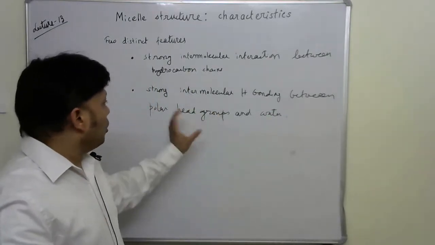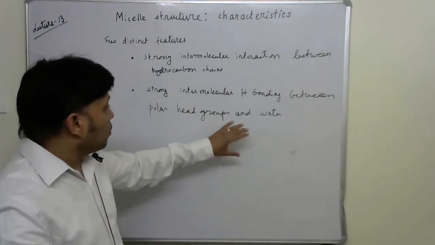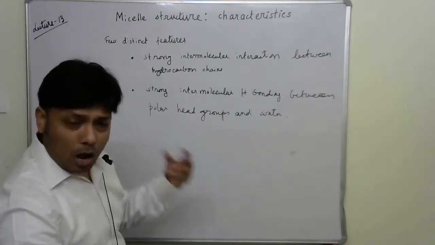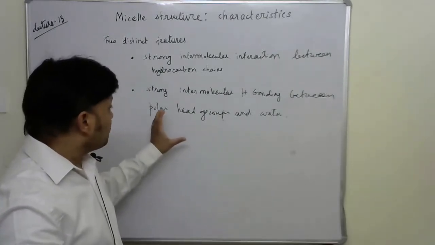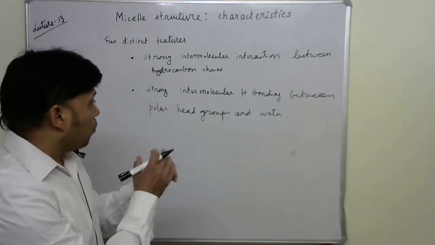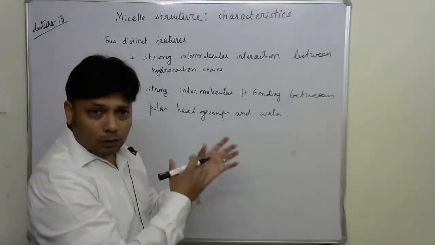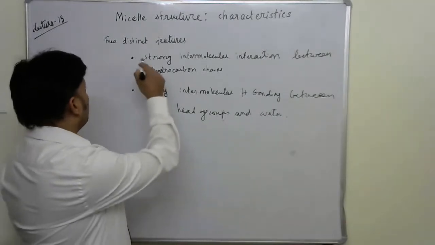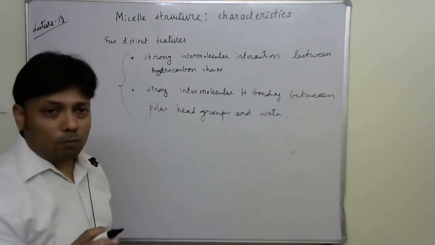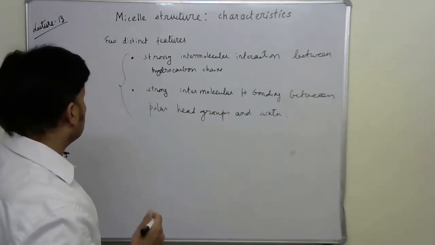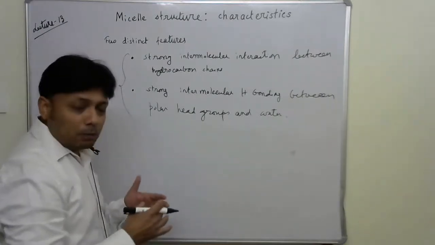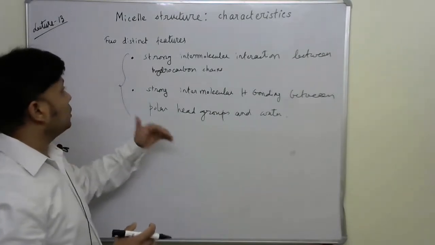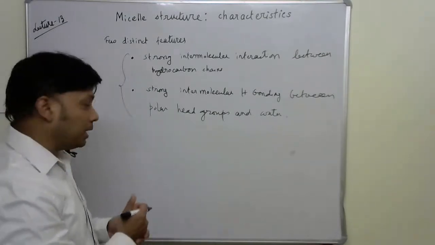So strong intermolecular hydrogen bonding between polar head groups and water, and this hydrogen bonding is so pronounced that sometimes it also promotes strong water molecule interactions as well. All right. So this is mostly common for any types of micelles that are formed in water. Now the question is, which experimental tool helps us to find such distinct characteristic structural features of micelles?